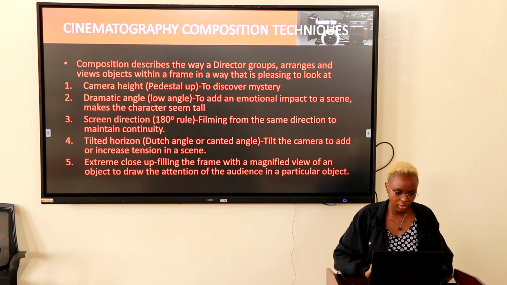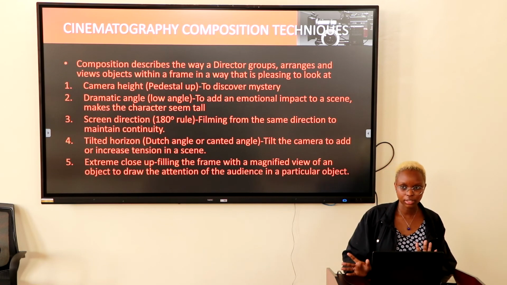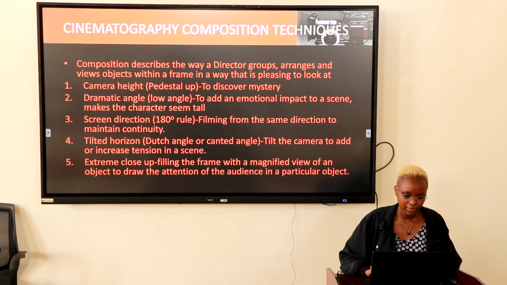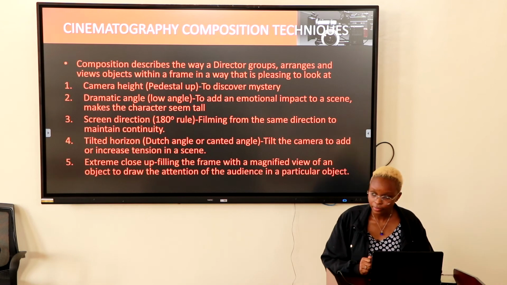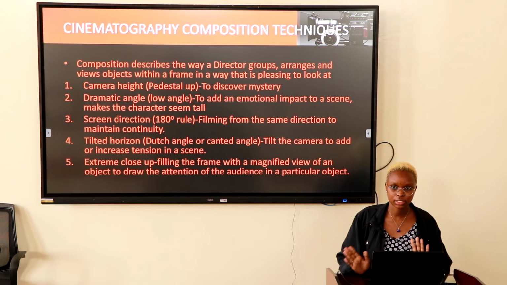The dramatic angle or the low angle is used to add an emotional impact to a scene or make a character seem tall. I hope that is self-explanatory, right? Then screen direction, or the 180 degrees rule. It's filming from the same direction to maintain continuity.